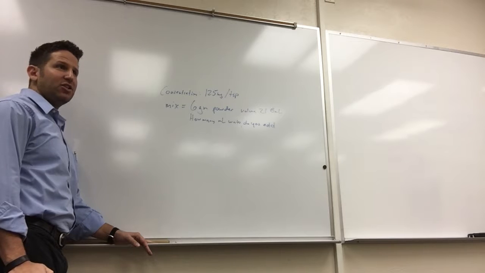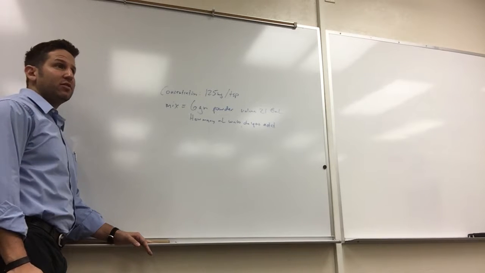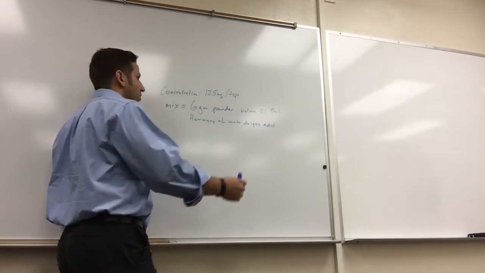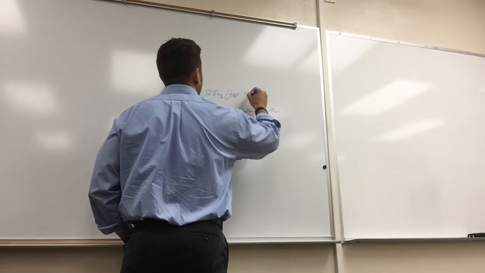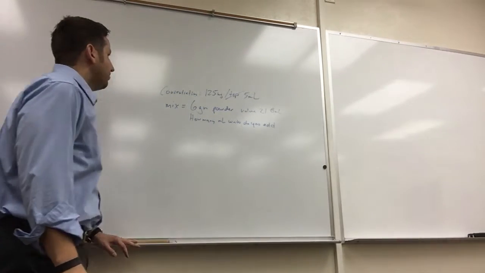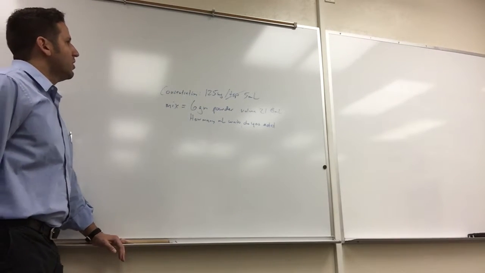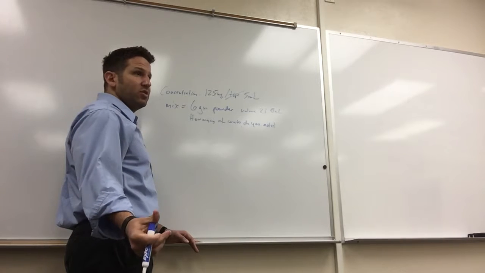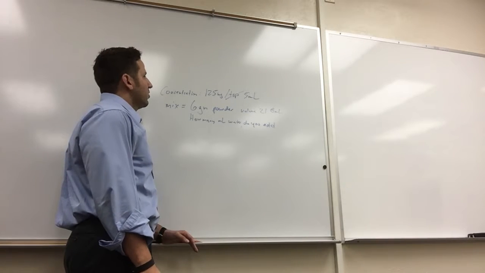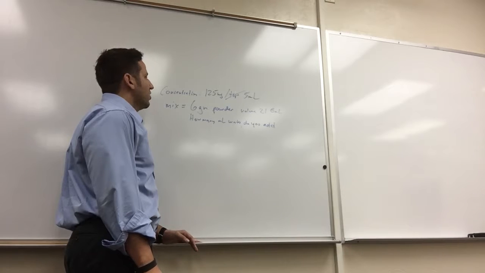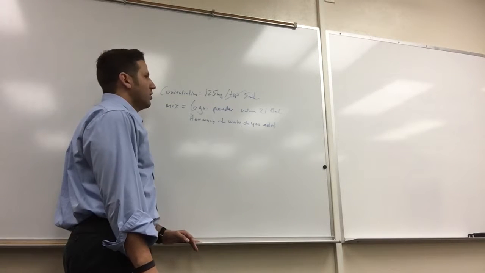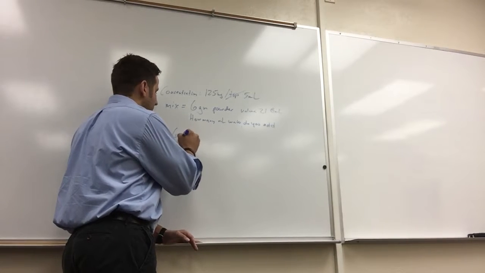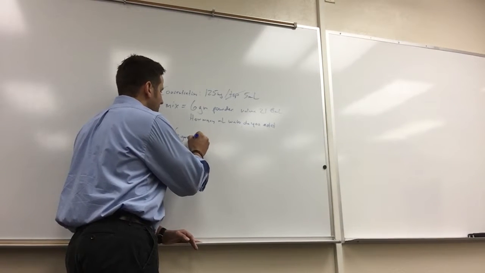Does anybody have an idea how to do this? You have to convert teaspoons to mL, so it's 125 milligrams per 5 mLs. We don't need to do any math for that. Then we need to convert the 6 grams. You have to do 6 grams to milligrams in order to work that out.